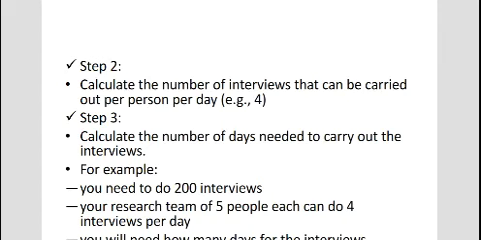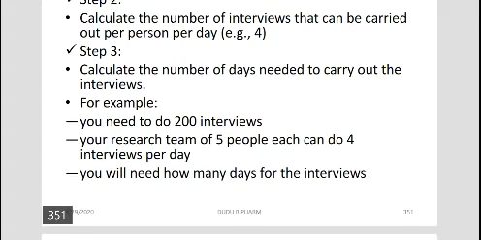So step 3, calculate the number of days needed to carry out the interviews. It will depend on the study design and the population. The bigger the population, the more the days. Or if there are many research assistants, the fewer the days. So you calculate the number of days needed to carry out the interviews.